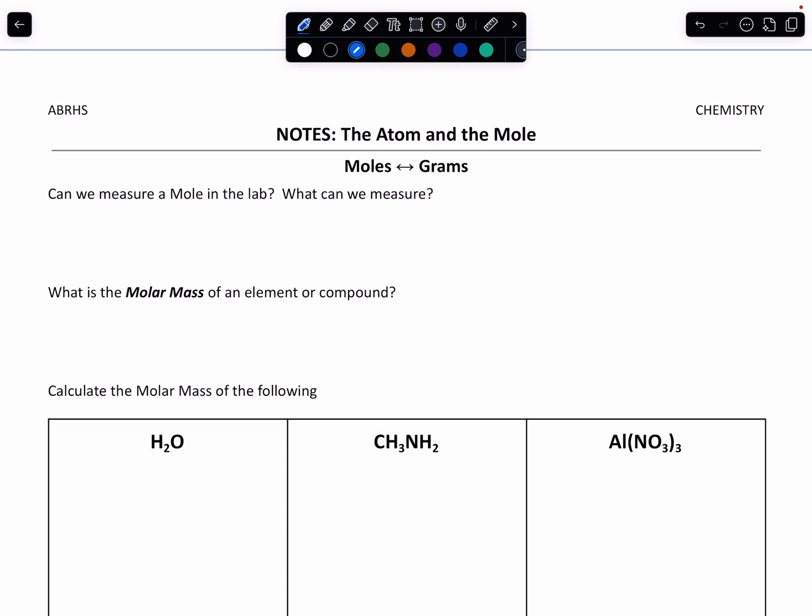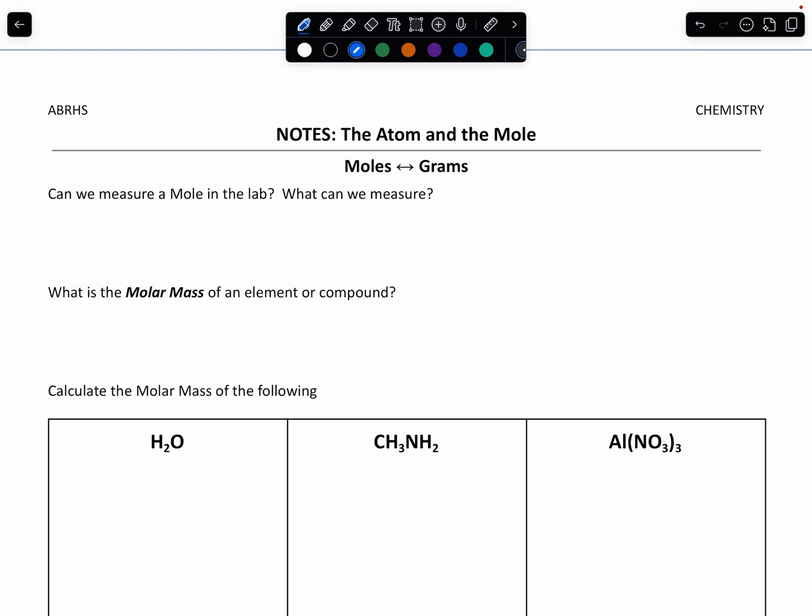This screencast is the second in the series dealing with mole conversions. This one's going to focus on moving back and forth between mass and moles. So if you're looking for information on moving between particles and moles, you need to go find the screencast that deals with Avogadro's number and how to make that conversion. This one is going to deal with mass.